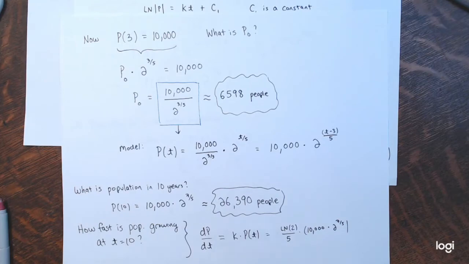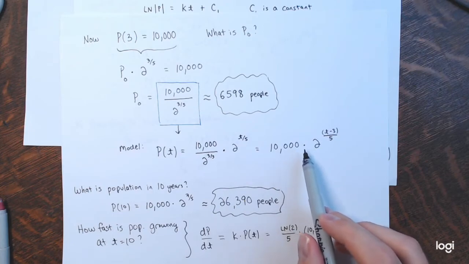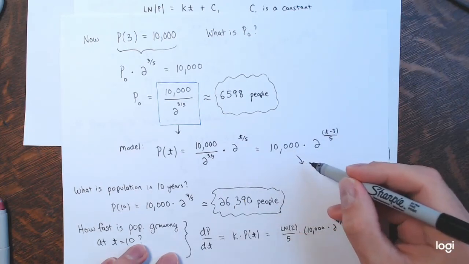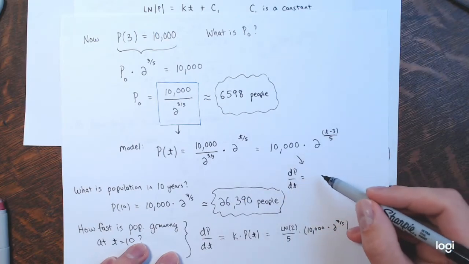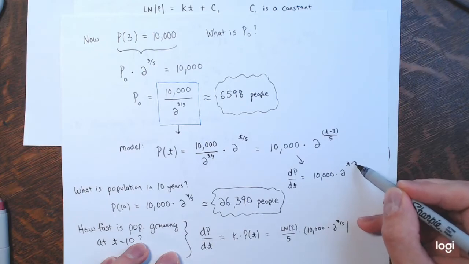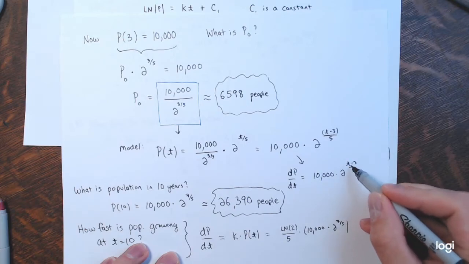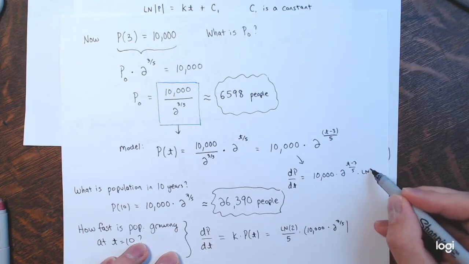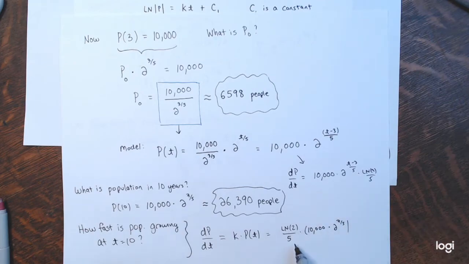Now that's one way I could have done it. Or take our model here and take the derivative. If you take the derivative of this, dP/dt, it's an exponential, so it would be itself: 10,000 times 2 to the t minus 3 over 5. But then times the natural log of 2, and then using the chain rule times a fifth, because the derivative with respect to t would have a fifth up here. So times the natural log of 2 divided by 5, and I get the same thing. And then I plug in 10 for t and get the same thing down here.